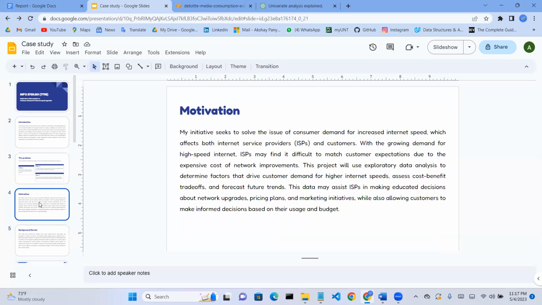My motivation, as I already said, is that internet providers need a large amount of work and more time to develop the infrastructure for high speed internet. So in order to keep them ahead and keep the customers satisfied with their internet speeds, this exploratory data analysis may be used by them to implement the required changes.